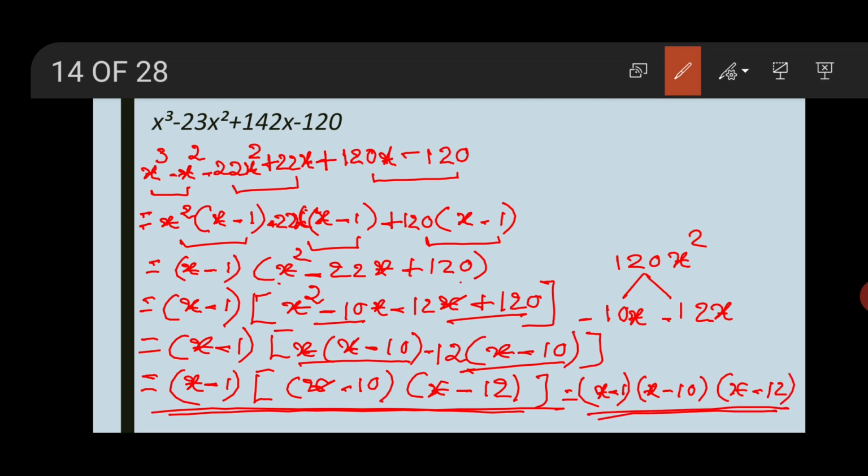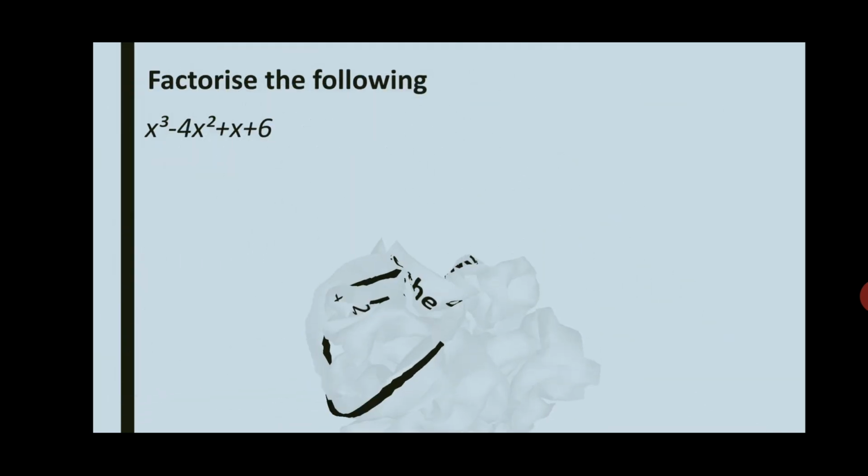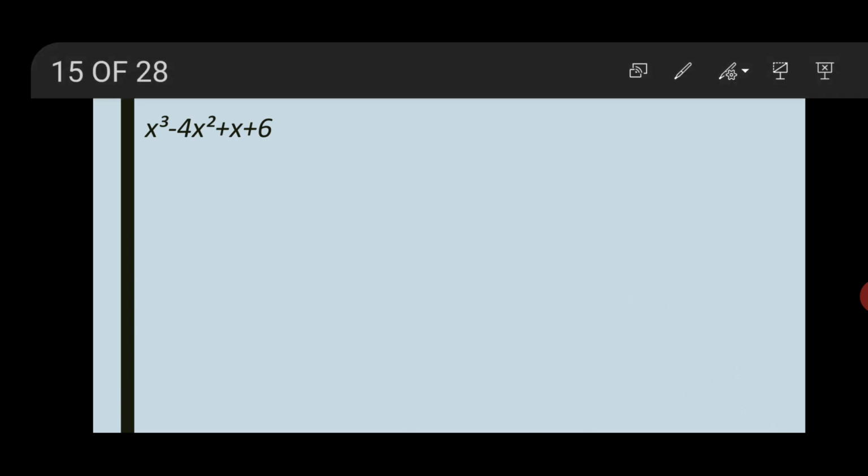Now did you get this? Okay, let us move to one more same problem. x cube minus 4x square plus x plus 6. Can you try to solve this? Okay. x cube minus 4x square plus x plus 6.